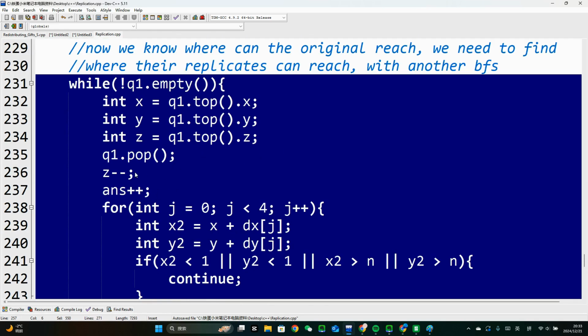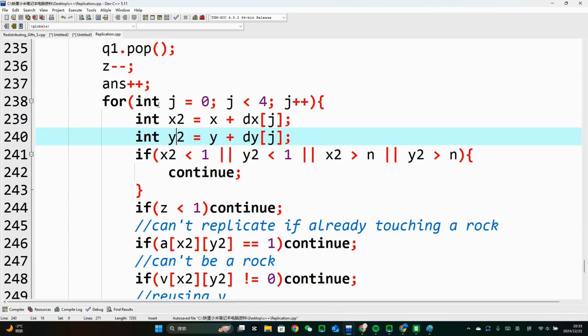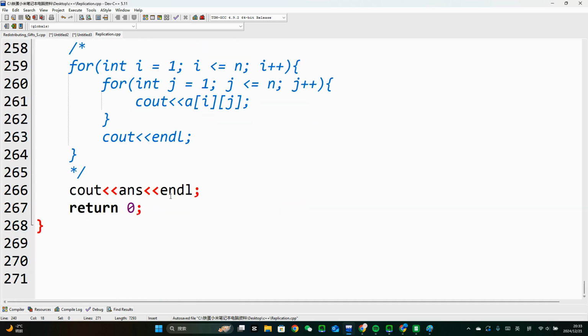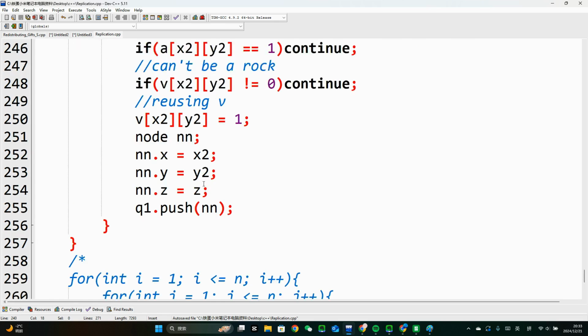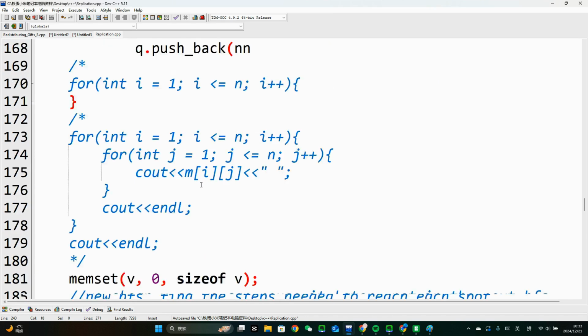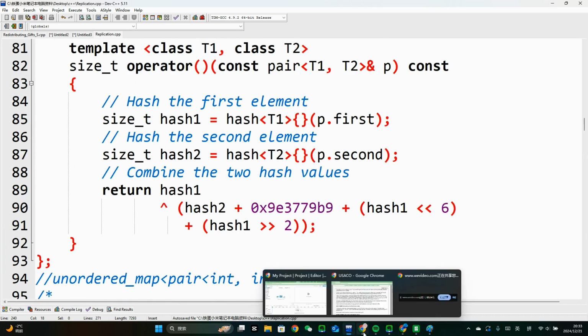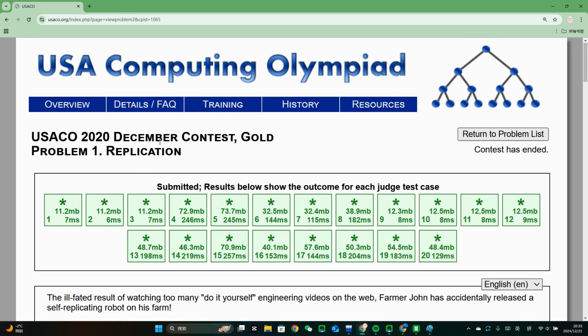Right now, we have this priority queue, and then we iterate once again through all these queue, but this time with T in descending order, unlike just regular BFS. So this is actually really smart, because now the time complexity is only n squared, which with n being 1000 is acceptable. So now this is how you pass this USACO 2020 December contest gold problem 1, Replication.